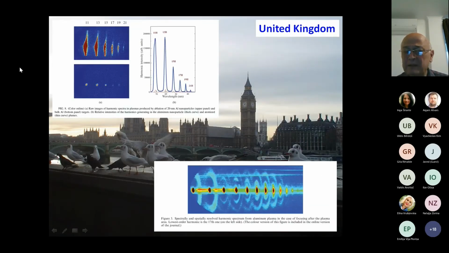These methods allowed us to show that in the case of nanoparticle plasma, we have significantly stronger conversion efficiency compared to ablation of bulk material with the same elemental state. Here are spectra from ablated bulk aluminum target, and here from ablated aluminum nanoparticles. You can see at least a 10-times amplification of conversion efficiency.